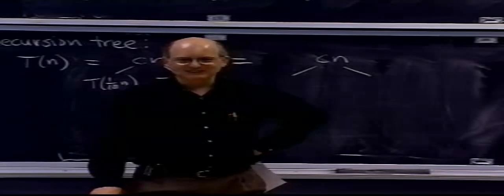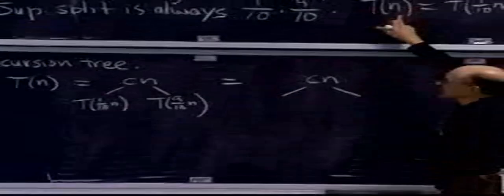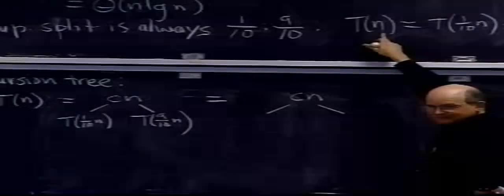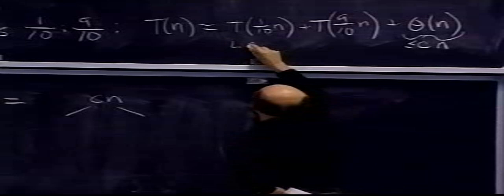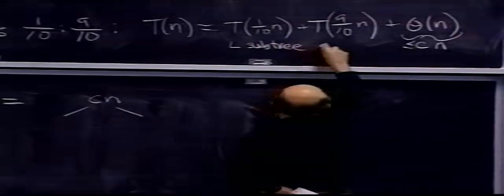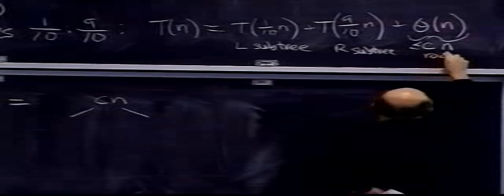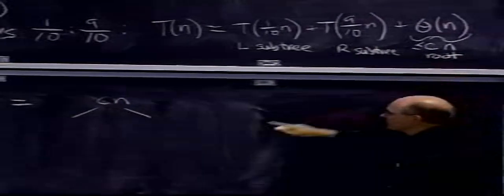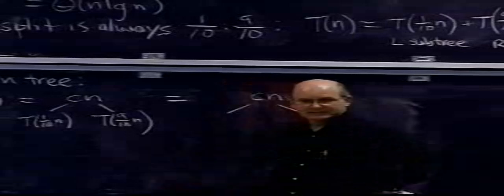Somebody else, tell me what happens here. What value do I put here? What happens when I expand T of 1/10 n? I plug 1/10 in here. What value do I get at the root? This is the thing that goes at the root, this is the left subtree, this is the right subtree, and this is the root. So what value goes at the root of this subtree then? Cn divided by 10, or 1/10 Cn.